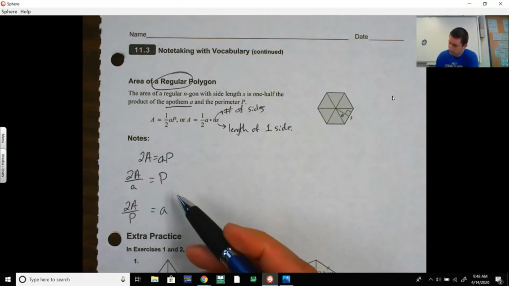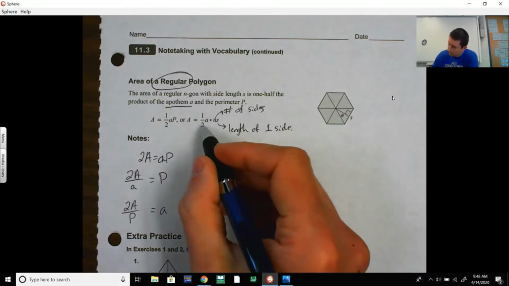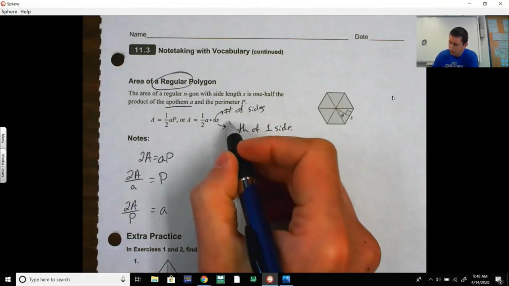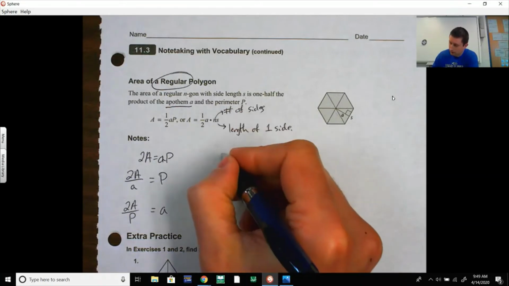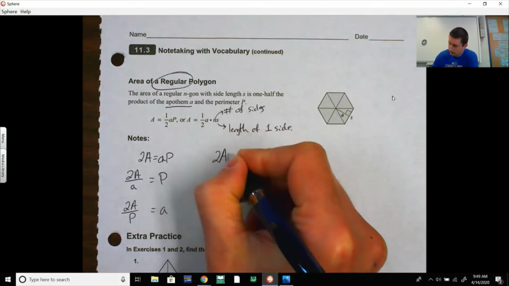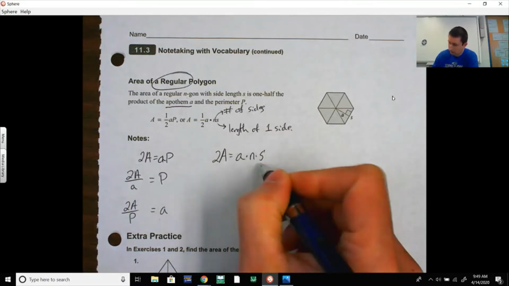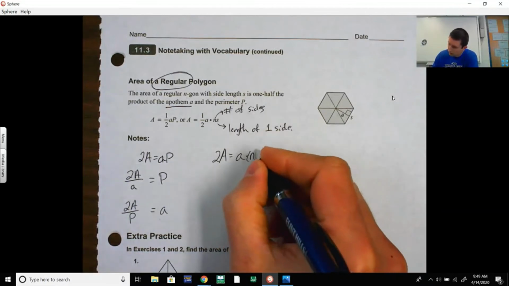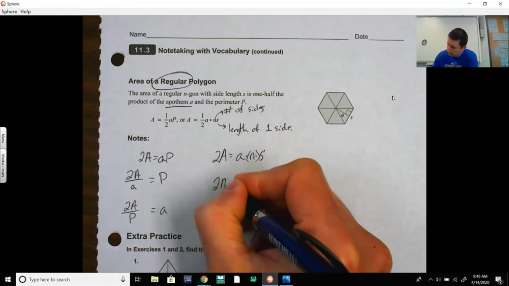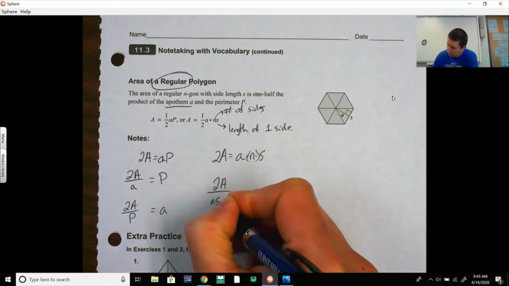Okay. This one, let's say you want to find out how many sides does it have, and you know everything else. So 2 times A equals a times n times s. So if you want to solve for the number of sides, you have to take 2 times A divided by the quantity a times s, and you get your number of sides.